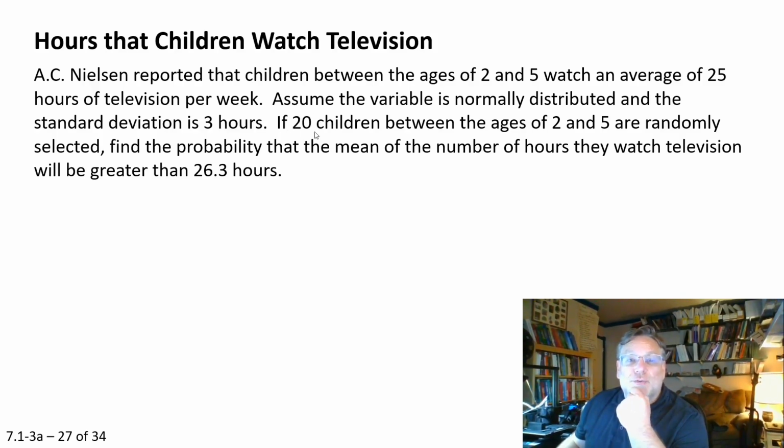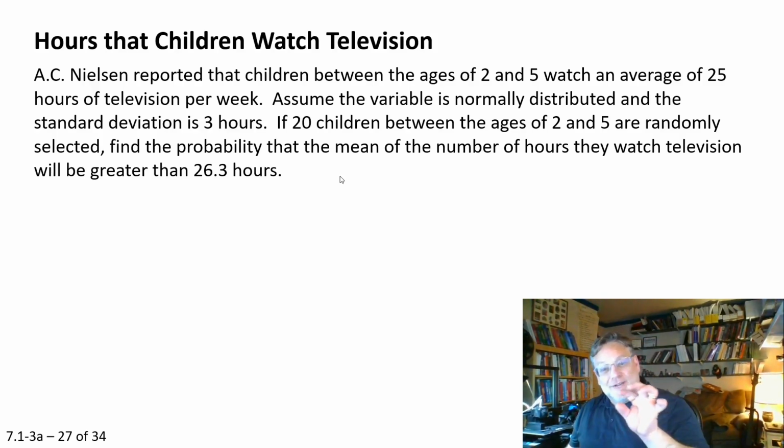If 20 children are being sampled, in all of our problems beforehand, it was just a single individual that we were looking at. Now we're looking at samples. If 20 children between the ages of 2 and 5 are randomly selected, find the probability that the mean of that sample of 20 will be greater than 26.3 hours. Just like before, we're going to calculate this z statistic, but the only thing that's going to change is that our standard deviation will now be a standard error.